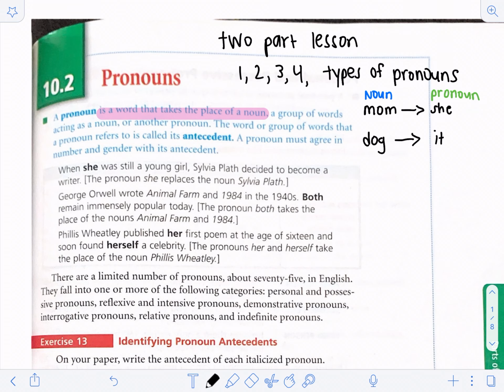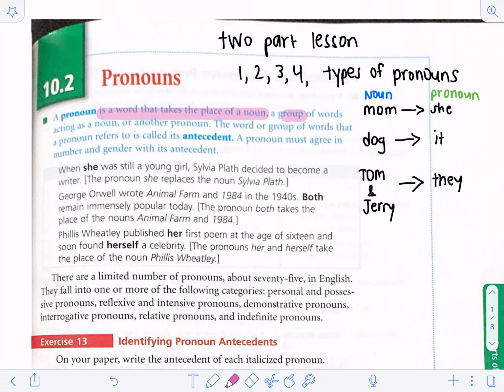So sometimes pronouns are confusing for students, but you guys use them all the time in both your written and spoken English. It's more about understanding the differences between the different kinds. It can also be a group. So if you're looking at the definition here, a group of words acting as a noun or another pronoun. So for example, Tom and Jerry can be translated to they. So it can be an individual person or animal or item, or a group of words.